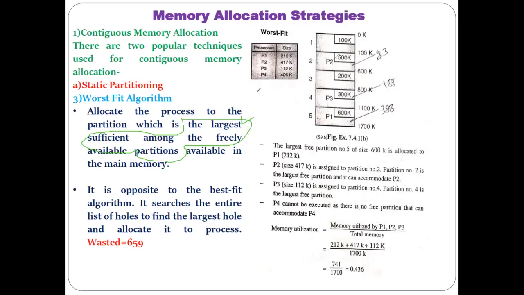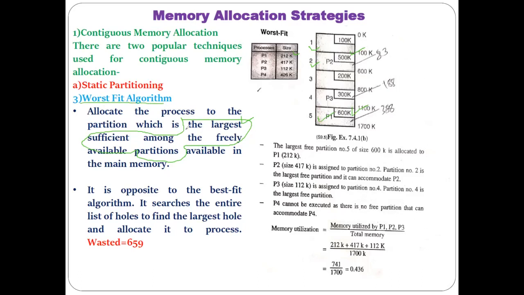Okay, let's apply the algorithm. Can we allocate P1 within partition 1? No. Can we allocate P1 within partition number 2? No. It is possible, but it is not the largest enough. Which is the largest enough out of these? This is the largest enough. That is the reason P1 is allocated within partition 5. That is the worst fit algorithm.